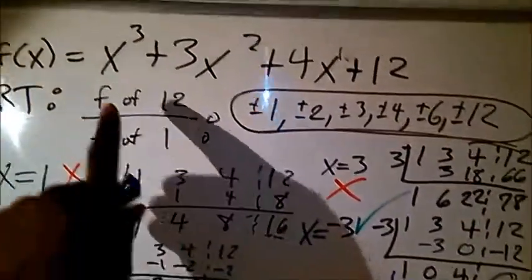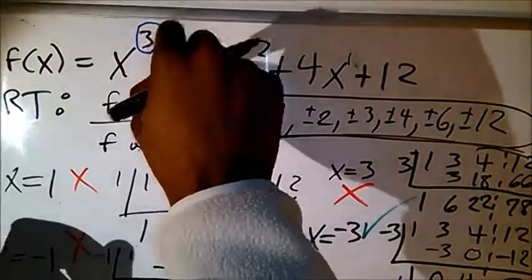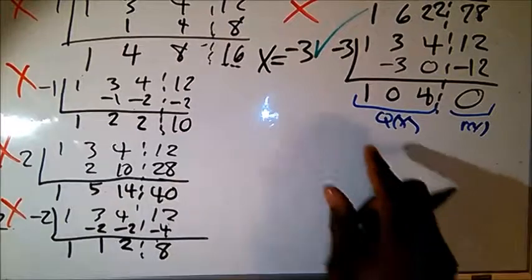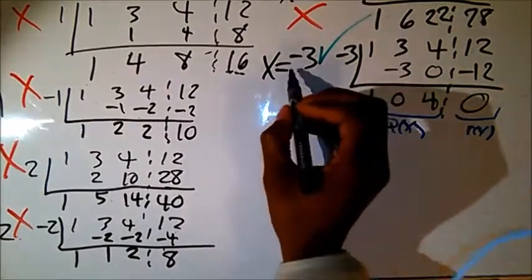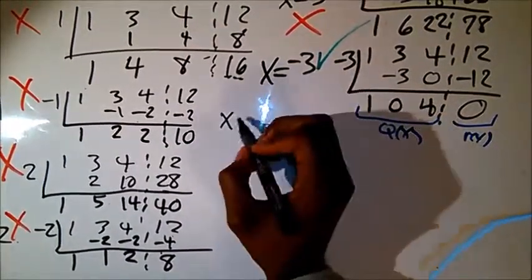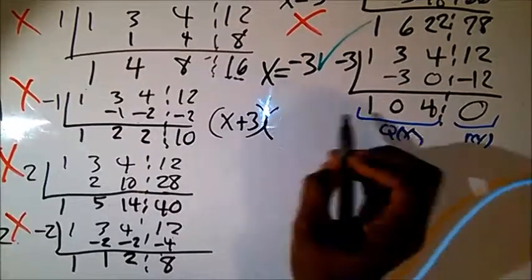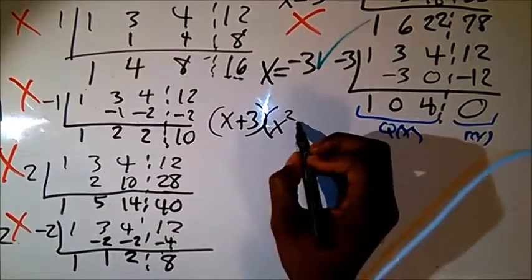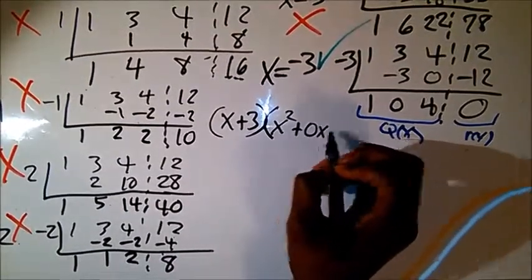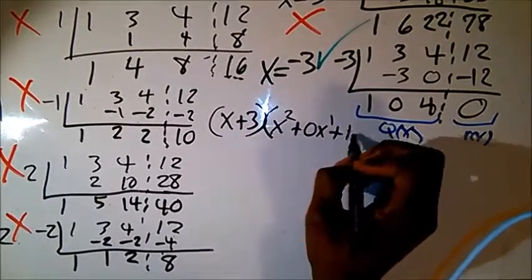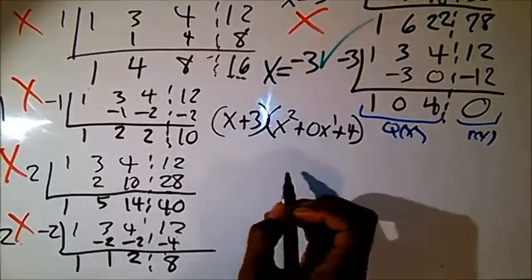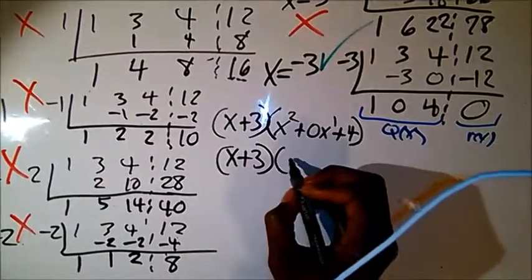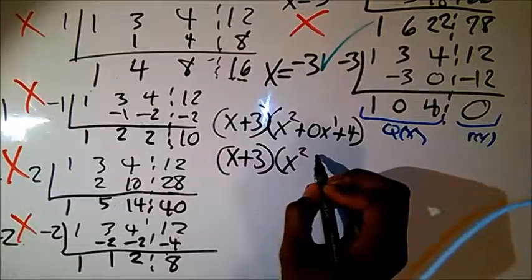In order to turn it into a polynomial, you look up here. We see that the highest power is 3. So the highest power for the polynomial that we're going to turn this into is going to be 2. So first we bring our divisor down, which is going to be x plus 3 times x squared, going down in descending order, plus 0x to the first power plus 4. Good. We can get rid of the 0, so our answer will be x plus 3 times x squared plus 4.